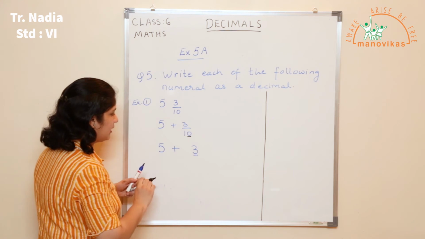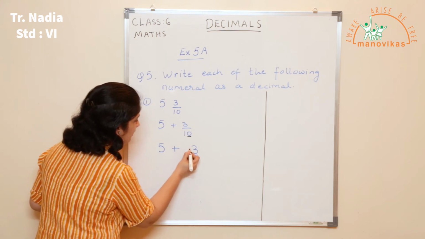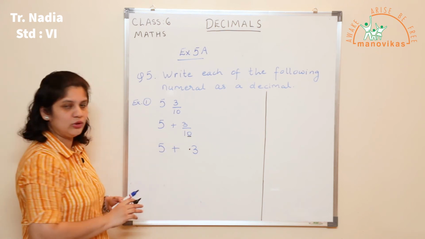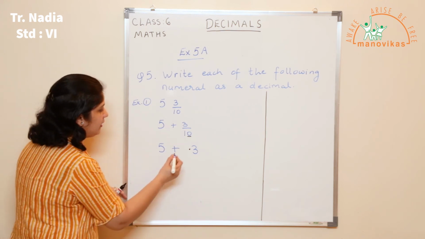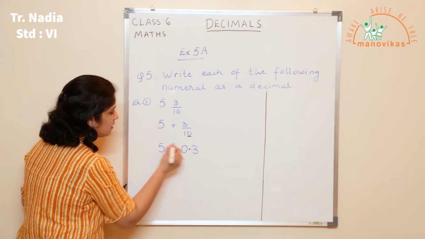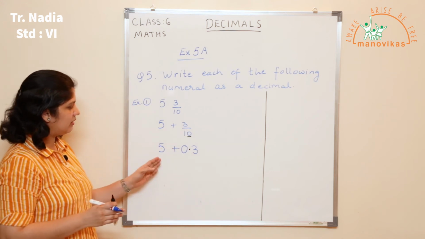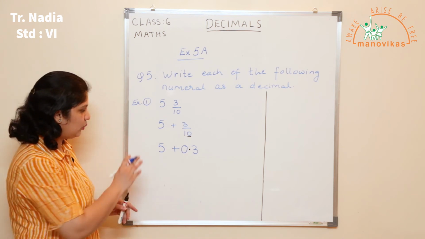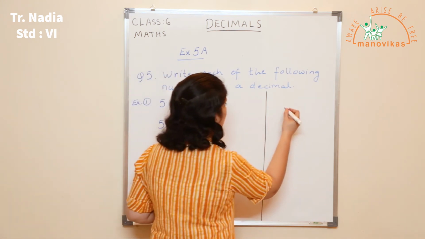I already have the one decimal place, so I'll put the point here. Okay, one decimal place is there. I told you all, don't begin with a decimal point. If there is no number, put a 0. So now this number becomes 5 plus 0.3. Now we will add these two and we'll see what is the answer.